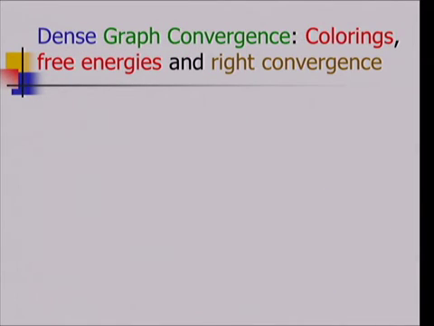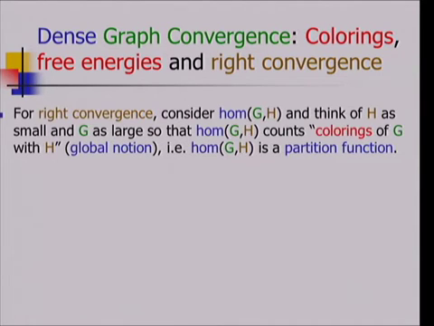Right convergence is a little less obvious to a combinatorialist, maybe, except if you're Dominic Welsh or something. But it's a very natural thing from the viewpoint of a person coming from stat mech. So for right convergence, what I want to do is consider homomorphisms from G into H. I want to think of H as small and G as large. So what I'm doing is counting the colorings of the big graph G with the little graph H.